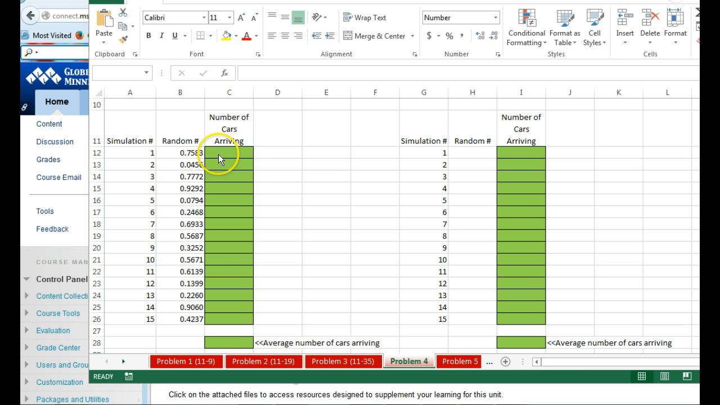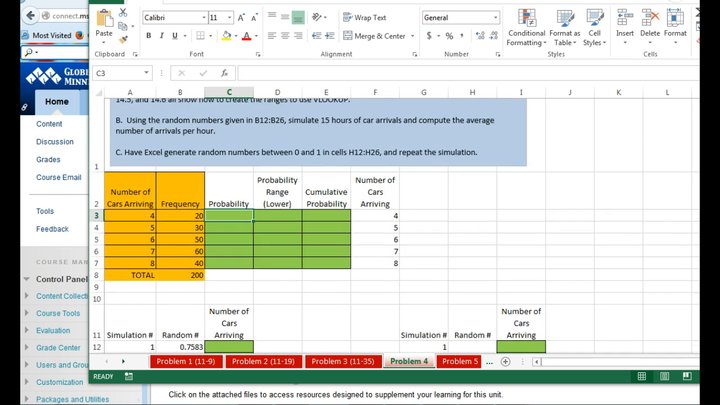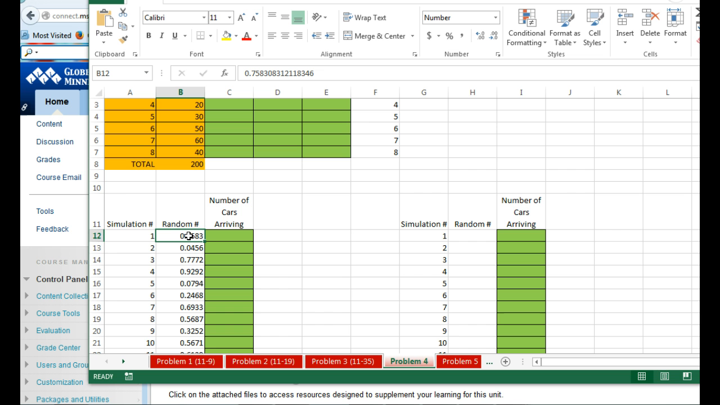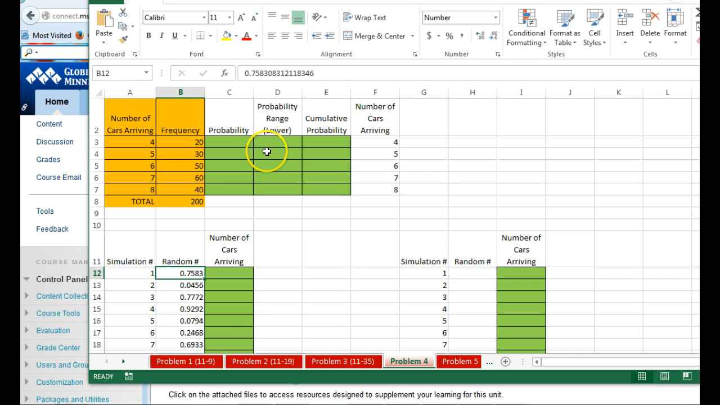The VLOOKUP function basically allows you to tell Excel to find some number, for example this number, in a table somewhere else. So you'll be able to find that number in this table. And then you can tell Excel, okay, when you find that number, put a specific number from that table into this cell. So that's basically what VLOOKUP does for you.